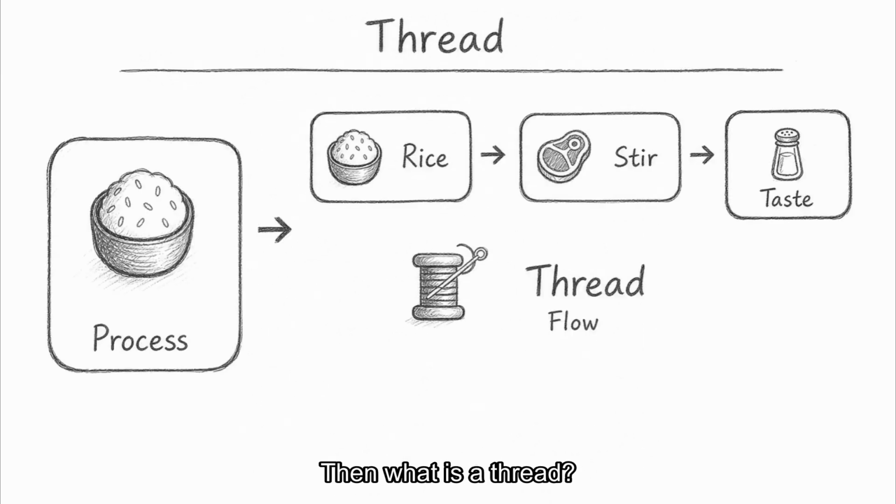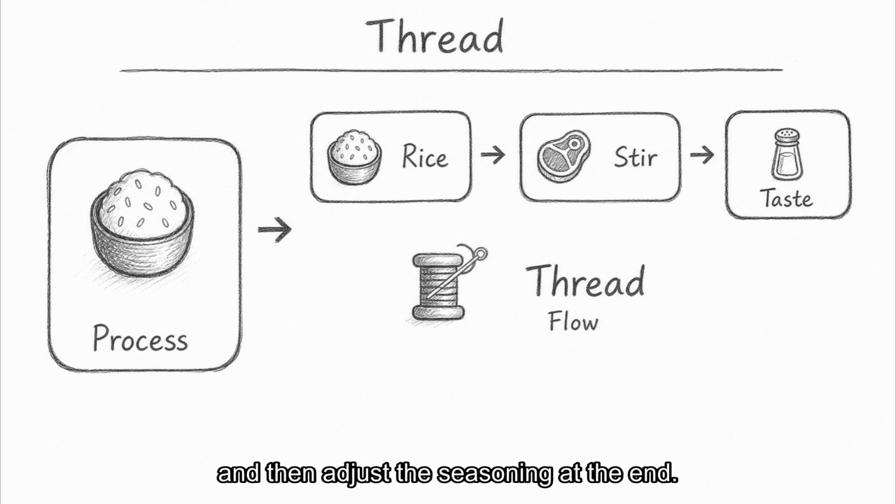Then, what is a thread? It's quite confusing. A thread is the actual flow of execution inside a process. Let me talk about making fried rice. A customer places an order, one fried rice. I can say that one fried rice order is a kind of process. When I make fried rice, I mix a lot of eggs, prepare the rice, stir-fry the meat and vegetables, and then adjust the seasoning at the end. So a thread is an individual workflow that's running concurrently or in parallel.